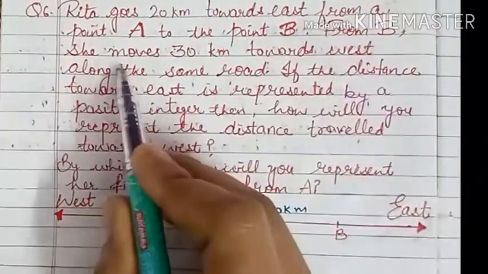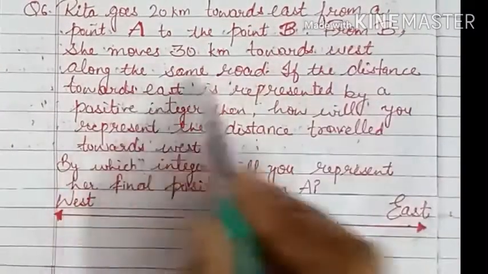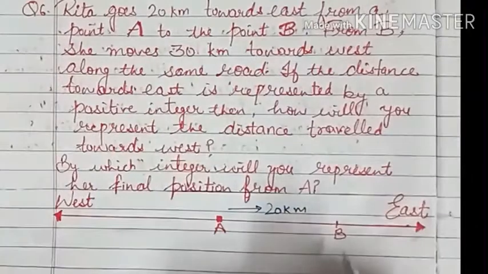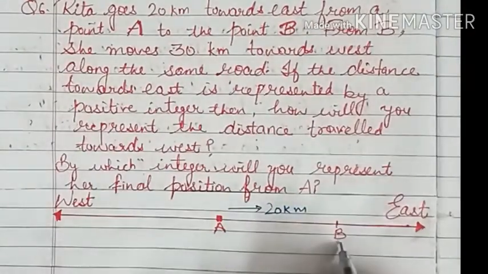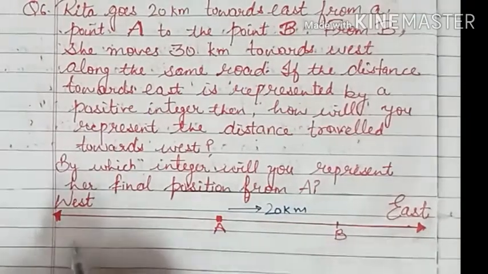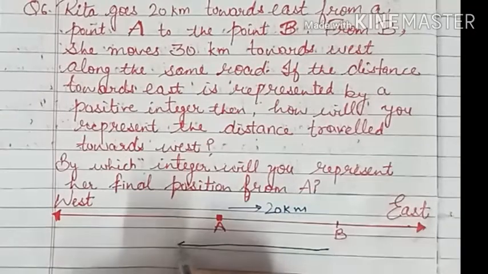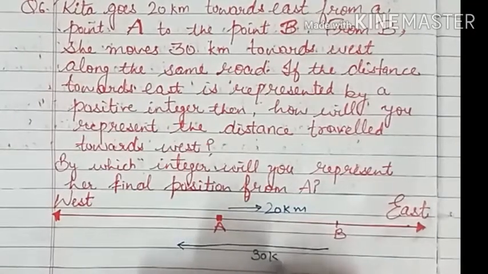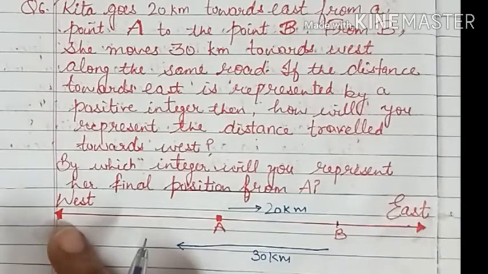From B, she moves 30 kilometers towards west along the same road. So after reaching point B, Rita moves again 30 kilometers towards the west direction. So now she is moving towards west direction 30 kilometers from point B.